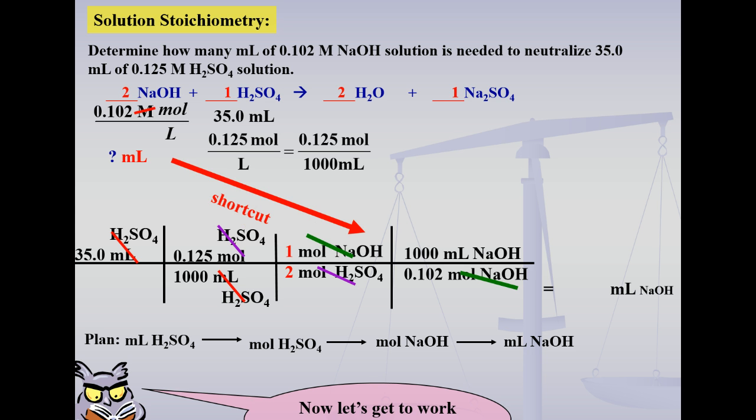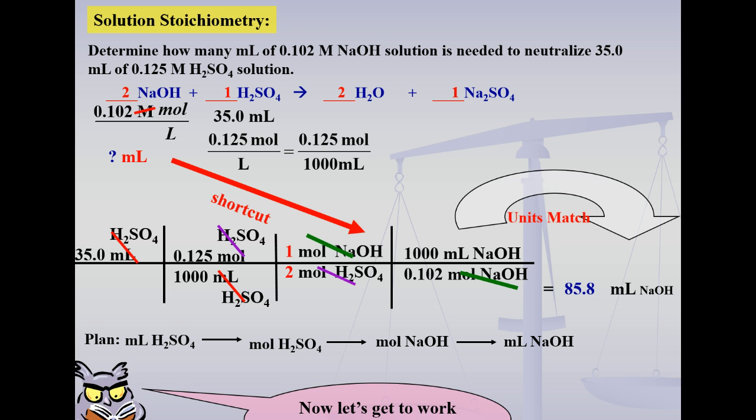Now we did a shortcut and we used 1,000 milliliters of sodium hydroxide instead of liters. That way we don't have to convert liters to milliliters at the end. Multiply, divide, 3 sig figs, we have 85.8 milliliters of sodium hydroxide.